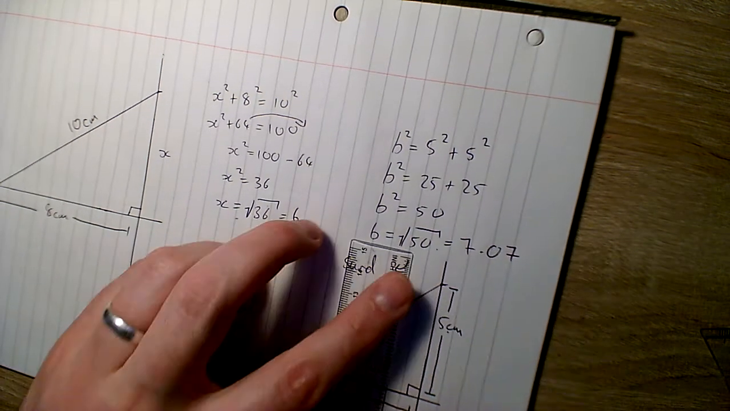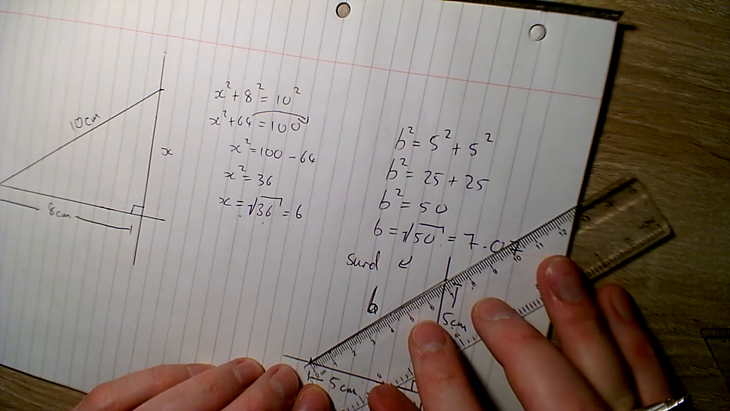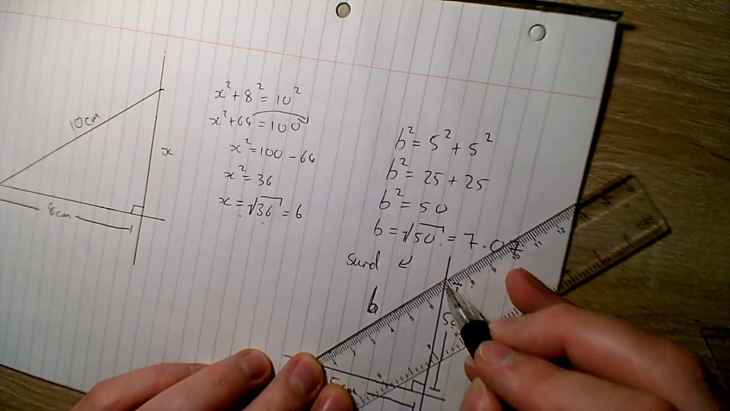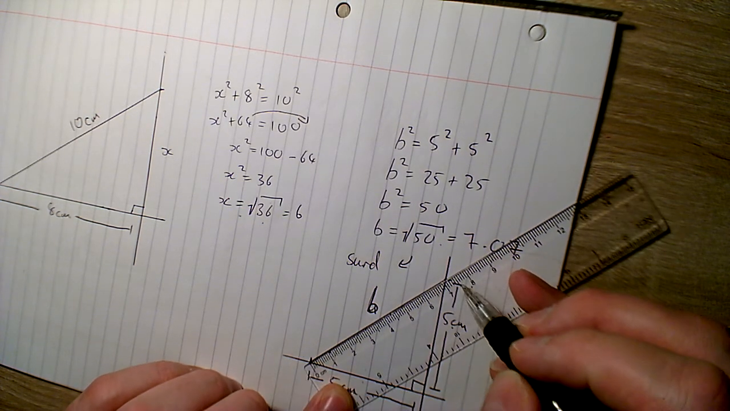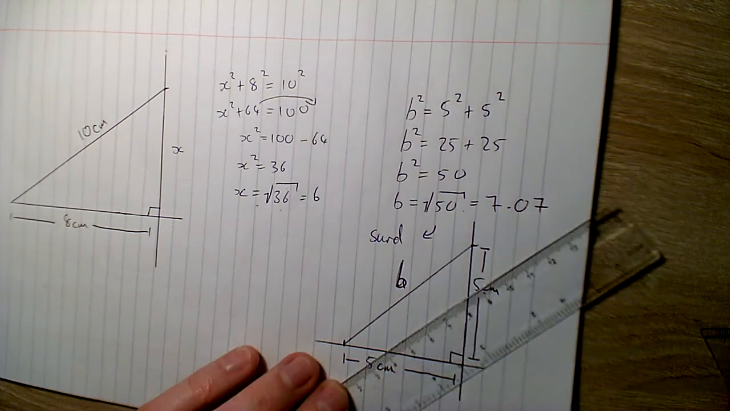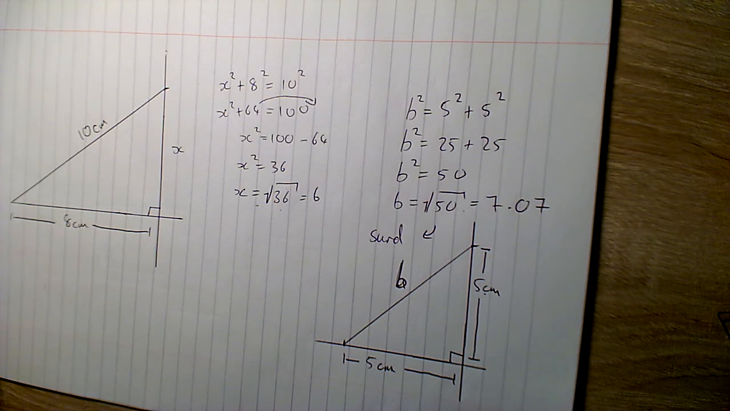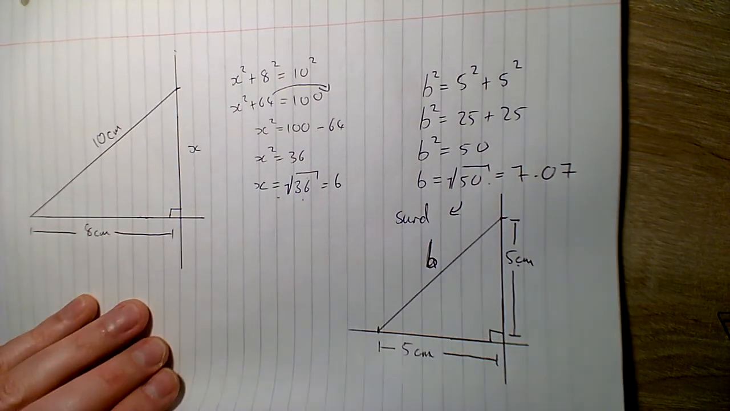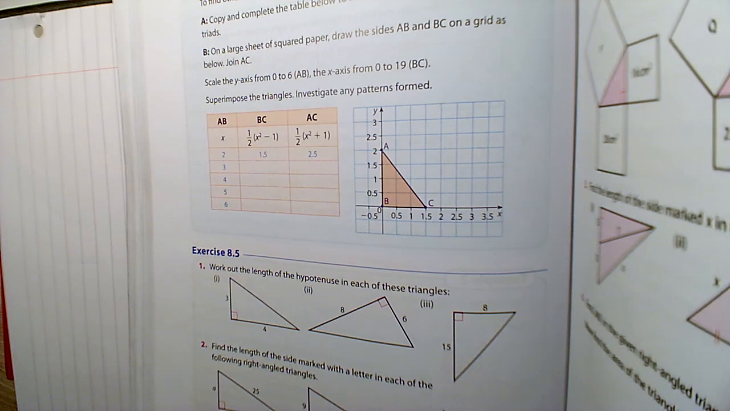If you measure it, you'll see that my distance comes out as 7 centimeters, but look, it's a little bit over 7 centimeters. I'm not sure how clear that is in the camera, but it is a little bit over. So that's Pythagoras' theorem. We'll try some questions now.